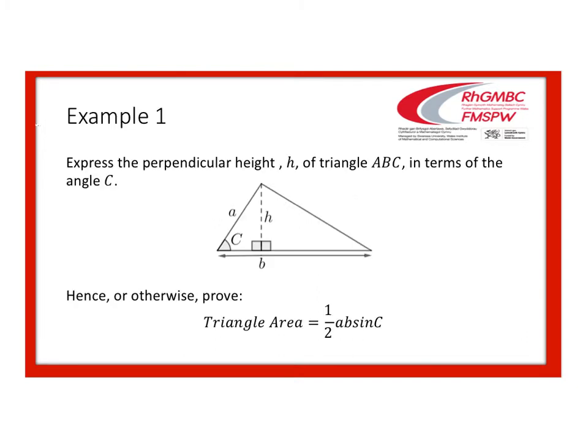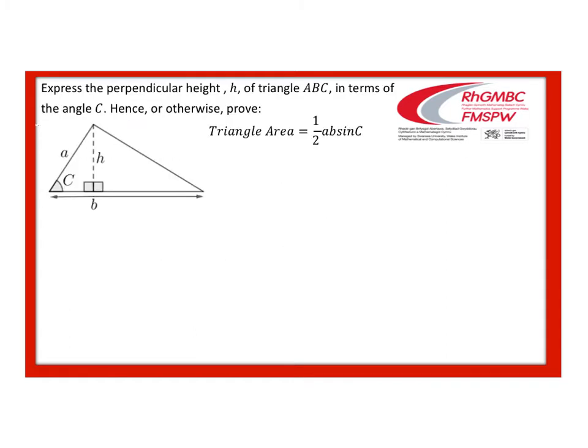Express the perpendicular height h of triangle ABC in terms of the angle C. Hence or otherwise prove that the triangle area equals half AB sine C. Pause the video, have a go at this yourself, and then when you're ready, press play to see the solution.